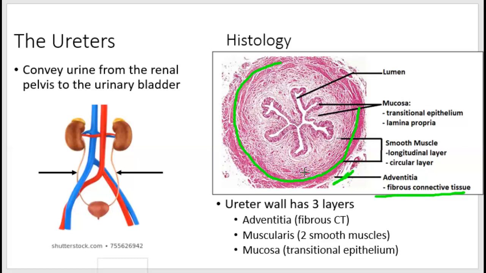Then the innermost layer is called the mucosa, and the mucosa consists of transitional epithelium and the connective tissue underneath it called the lamina propria.